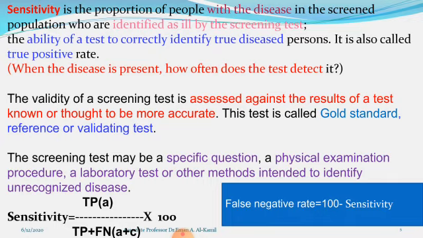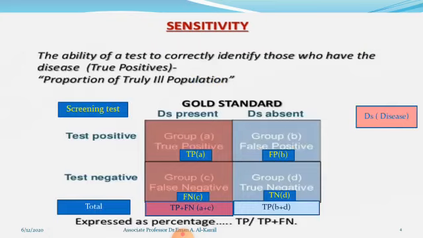The false negative rate, as you can see from the table before, which is C, can be calculated by just 100 minus the sensitivity. Or we can calculate it from the table as the false negative, the C, divided by the total of true positive plus false negative, which are the diseased individuals.